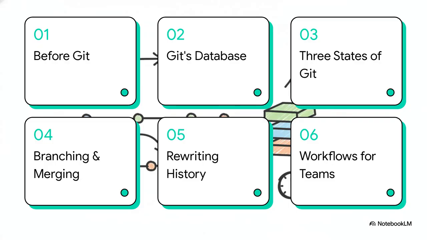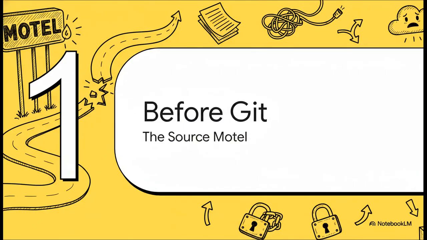So, here's our game plan. We're going to start with a quick trip back in time to see what the world looked like before Git, and I promise it'll make you appreciate it so much more. Then we'll dive right into the guts of it. The database, the 3 states every file goes through, and of course the magic of branching. We'll even tackle the scary stuff, like rewriting history, and then wrap it all up by seeing how this comes together for modern teams.